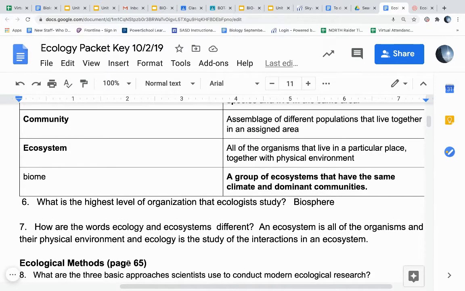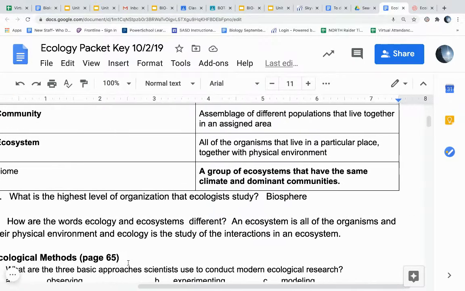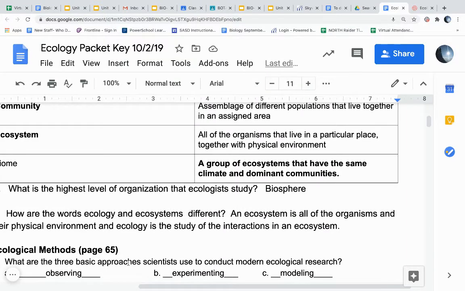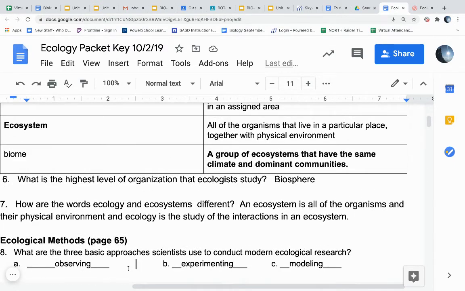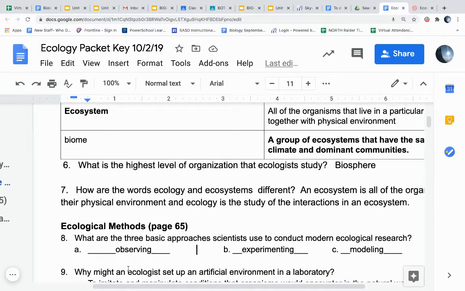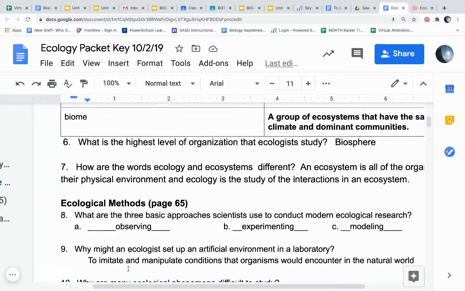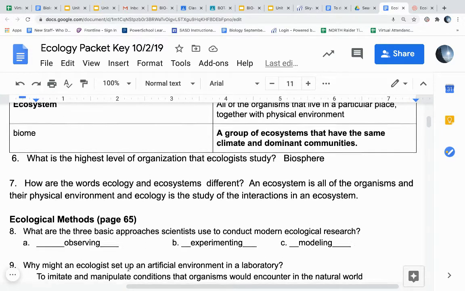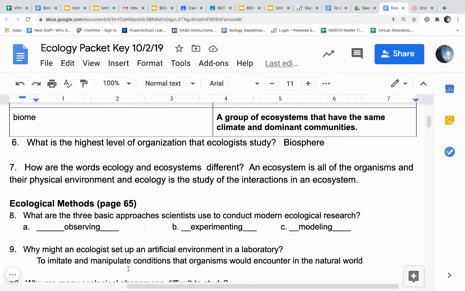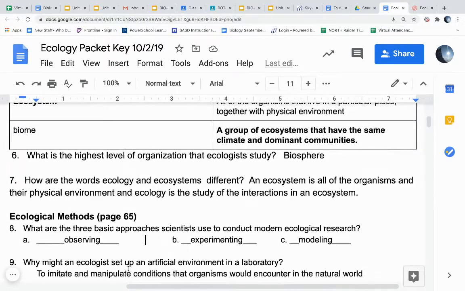Number 8, what are the three basic approaches scientists use to conduct modern ecological research? So observing is a big one, and then conducting experiments, and then based on their data, they can model whatever the dynamics at play in that ecosystem are to make it more applicable elsewhere or more useful to them. Number 9, why might an ecologist set up an artificial environment in a laboratory to imitate and manipulate conditions that organisms would encounter in the natural world? So essentially, you can have more of a controlled experiment.